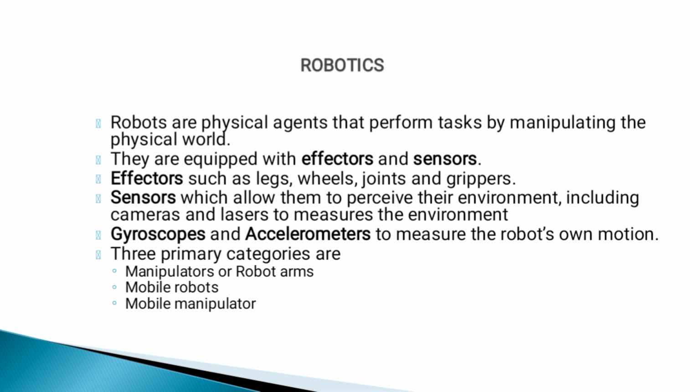Then robots are equipped with sensors which allow them to perceive their environment, including cameras and lasers to measure the environment, and gyroscopes and accelerometers to measure the robot's own motions. Most of today's robots fall into one of three primary categories. The main categories are manipulators or robot arms, mobile robots, and mobile manipulators.